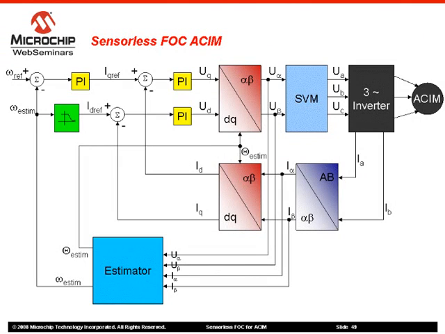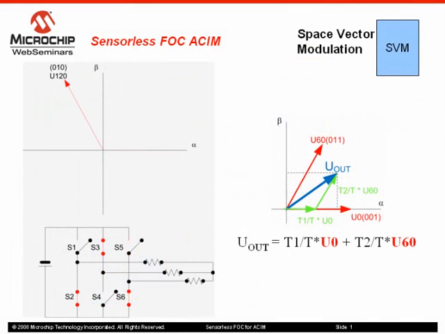The last block to be described is the space vector modulation block, or SVM. The SVM block generates PWM signals to the three phases of the motor. As indicated in the animation, each of the three inverter outputs can be in one of the two states, which allows a total of 8 possible states that the outputs can be in.